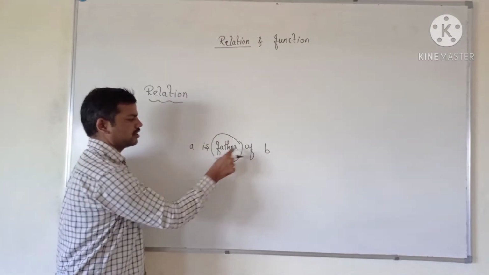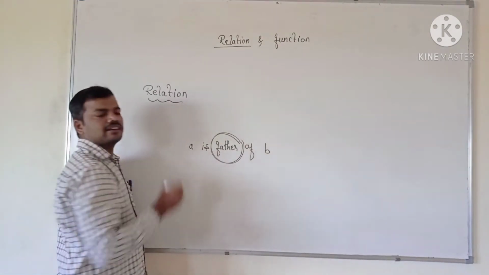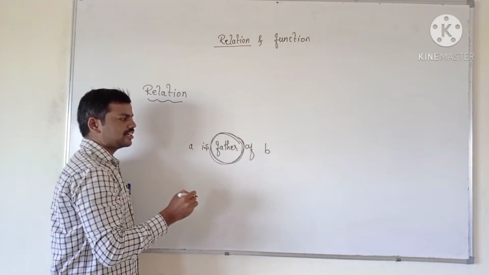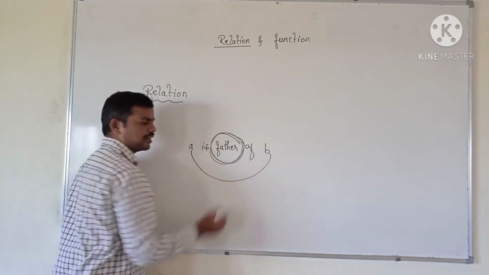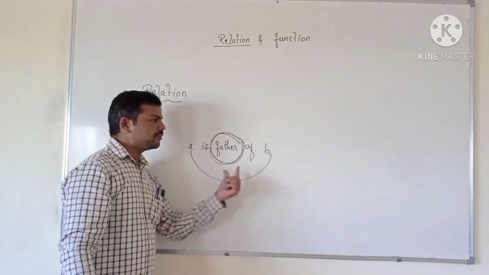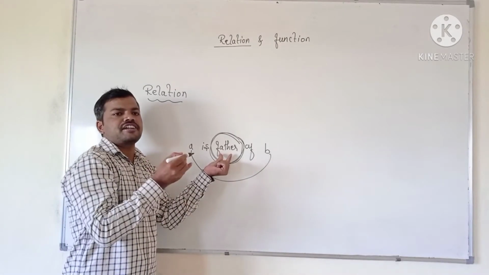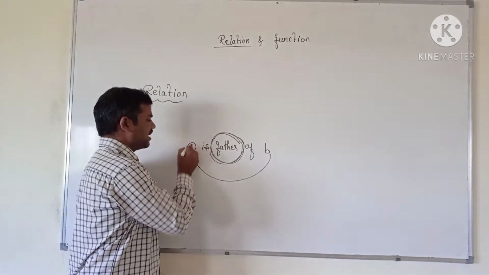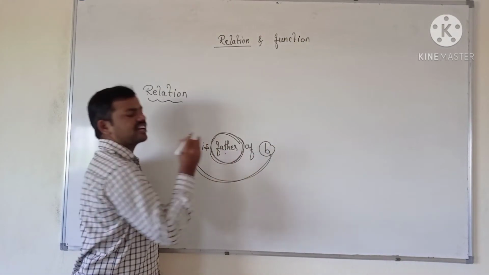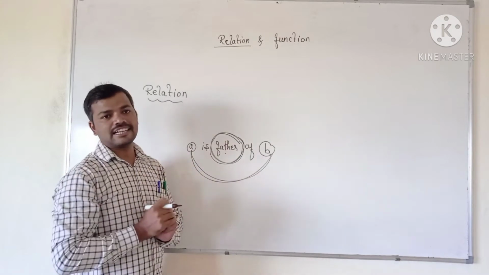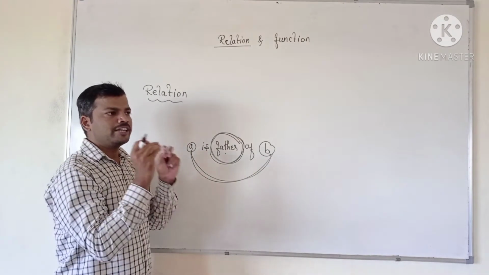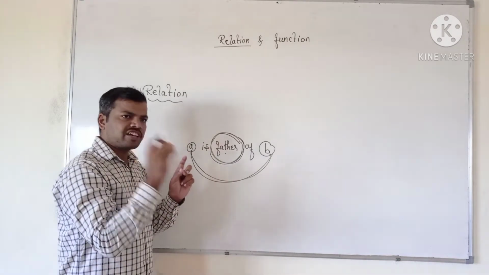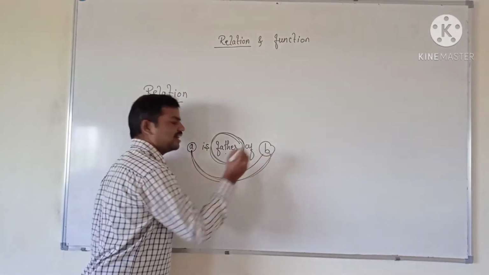A is the father of B, and we say it is a relation. Father is a relation between what? A and B. These are a pairing, and in between them we have given the specific connection, which we call a relation. So if we pair any two elements with a specific connection, then it is called a relation.